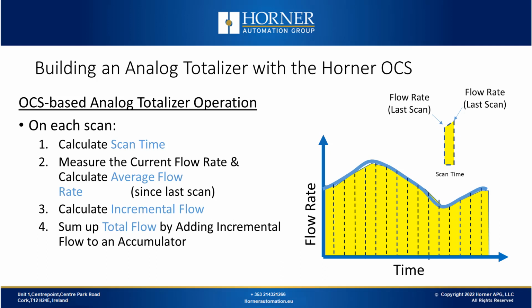Then we'll look at our current reading from our flow meter and compare that against the previous reading from the flow meter. And using those two values, we're going to calculate the average flow rate over the past scan, which is important for calculating the area under the curve. And then we'll calculate that area under the curve, and that's our incremental flow. And then, once we've calculated the incremental flow for this scan, we're going to add it to an accumulator, which will give us our total flow as we go.